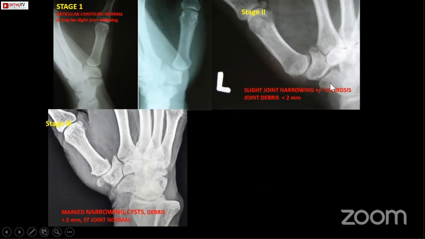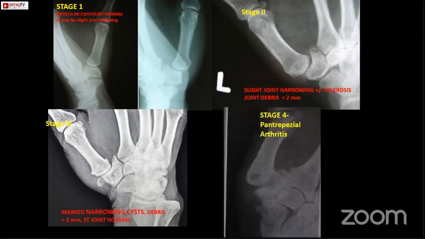So again, the radiology is very important. And what you find in stage 4 is a pantrapezial arthritis. There is arthritis above and below the trapezium. You see there is a narrowing of the joint space between the scaphoid and the trapezium, and there is a complete loss of the joint space between the first metacarpal and the trapezium.